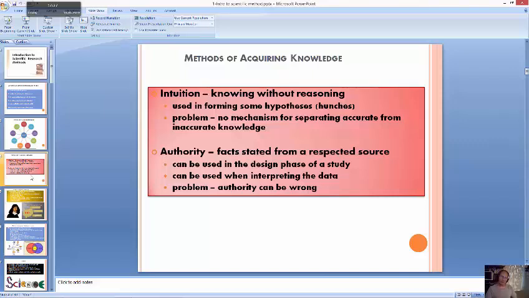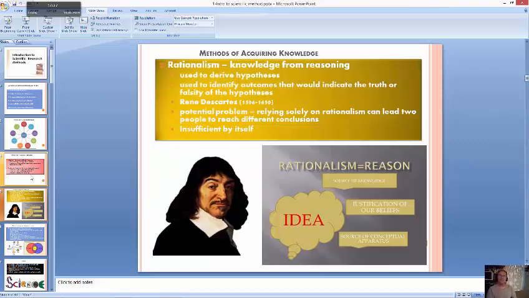We also acquire knowledge from authority, facts stated from a respected source. Now, this can be used in the design phase of the study. One of the problems, of course, with this is that authority can be wrong. Rationalism is knowledge from reasoning. And reasoning to some people, to many people, is also considered common sense. So indeed, rationalism is very important, rationalism from reasoning.